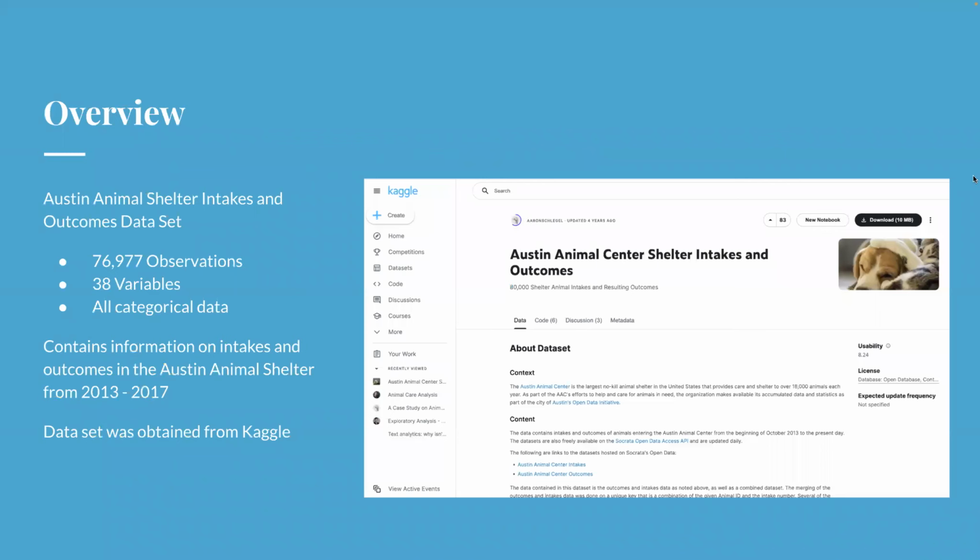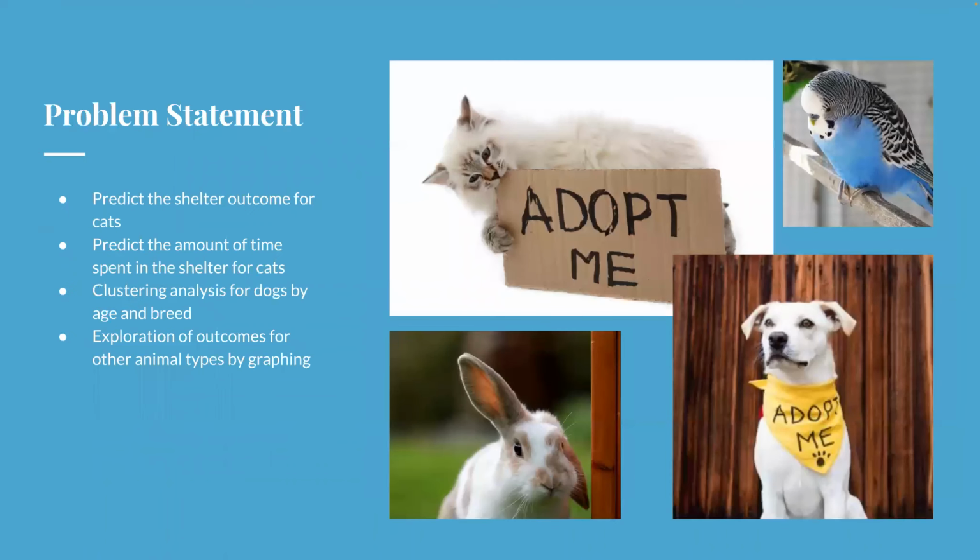The data set that I chose was about animal shelter intakes and outcomes from an Austin, Texas animal shelter. It had about 77,000 rows and 38 columns. All the data was categorical. The data set was obtained from Kaggle, so I downloaded it as a CSV and read it into R.